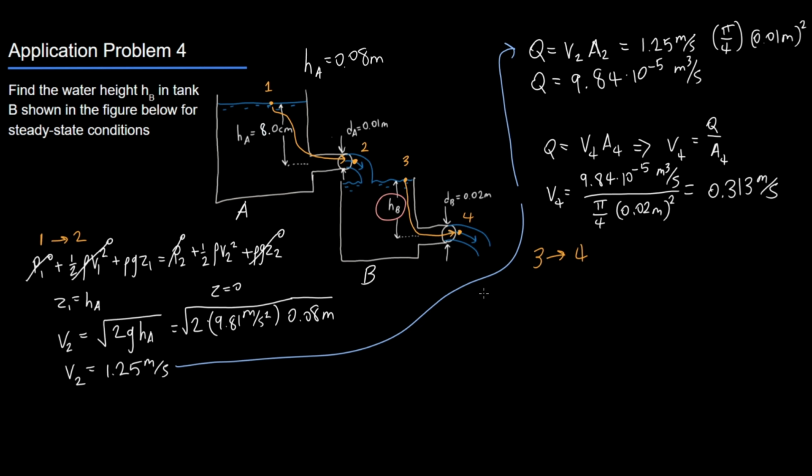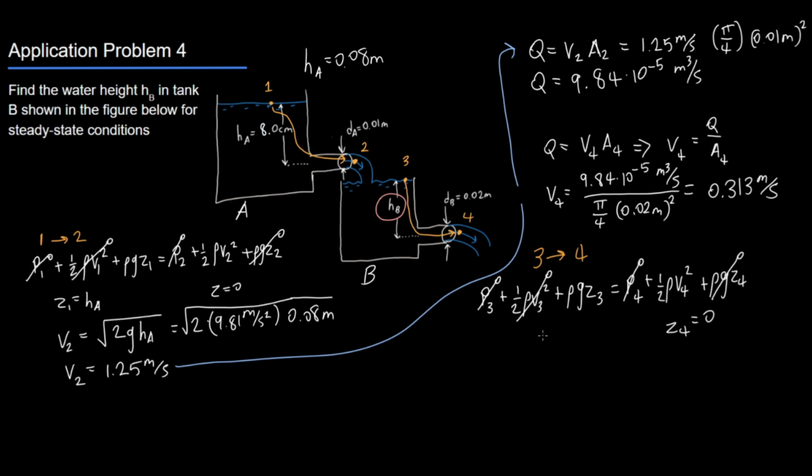And it will be P3 plus 1/2 rho V3 squared plus rho G Z3 is equal to P4 plus 1/2 rho V4 squared plus rho G Z4. Now, there's a few things we can cancel out. First of all, the stagnation pressure is going to be 0 because this is atmospheric. At point 3, there is no velocity, so this quantity will go to 0. We will set our datum at point 4 equal to 0, so Z4 is equal to 0.